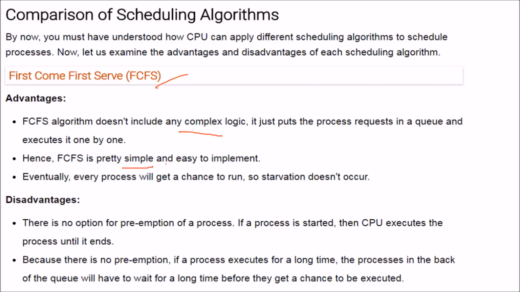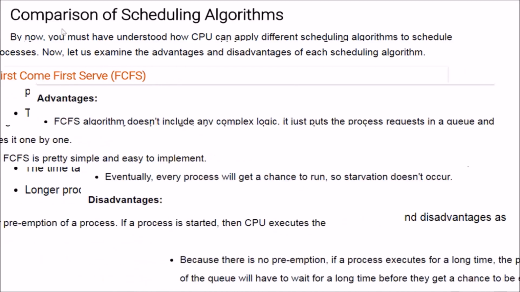So FCFS is pretty simple and easy to implement, and every process will get a chance to run and there will be no starvation. The disadvantage is there is no option of preemption. If a process has started, the CPU executes the process until it ends. And since there is no preemption, if a process is executing for a long time, the processes at the back of the queue have to wait for a long time before they get their chance to be executed.